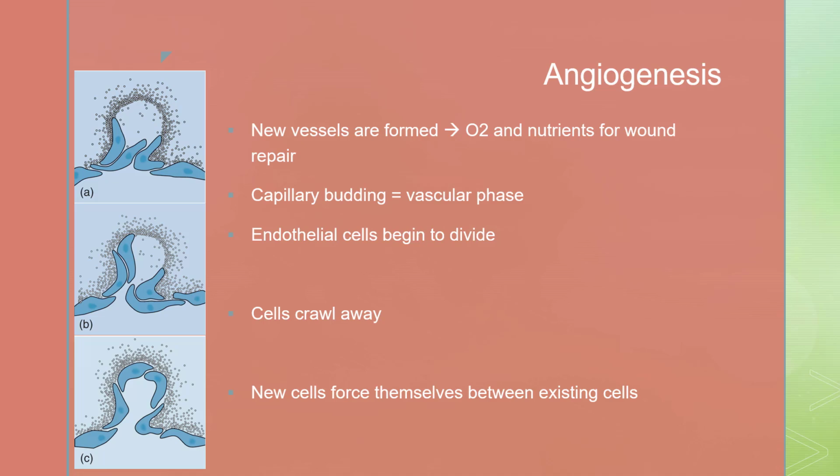Endothelial cells of the existing vessel at the edge of the wound begin to divide. The new cells crawl away but keep in contact with the existing vessel. New cells force themselves between the existing cells, thus forcing the end cells to advance into the wound area. The adjacent buds sprout, migrating towards one another, meeting and uniting, and creating capillary arches.